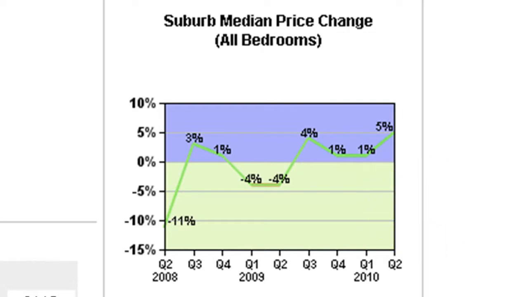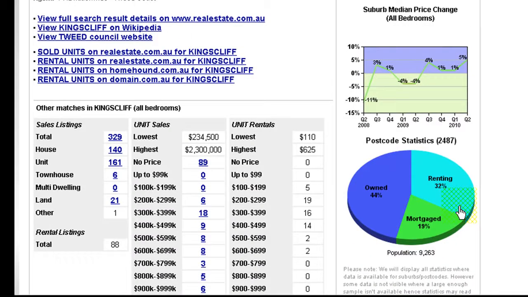We can see at the bottom of your screen there the suburb's made up about a third of tenants and about 2/3 of them are homeowners, and a population of just over 9,000 people.